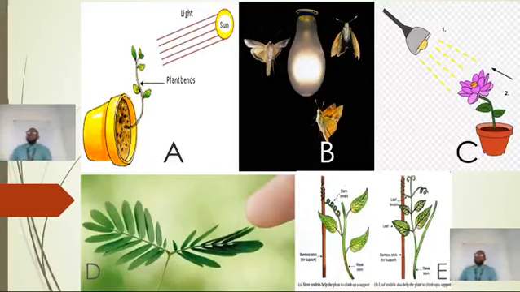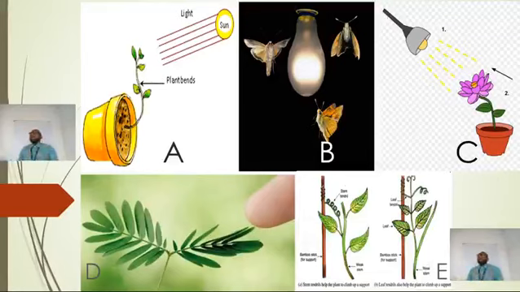Let's look at picture B. You see, we have a lighted lamp, the lighted bulb. The lighted bulb invites insects. These insects move towards it. When the bulb is off, what will happen to the insects? They will move away. Another statement you need to keep: towards and away.